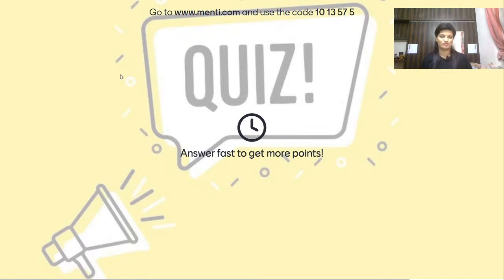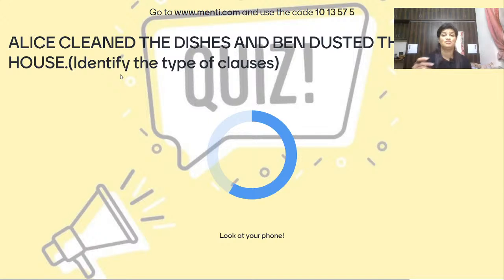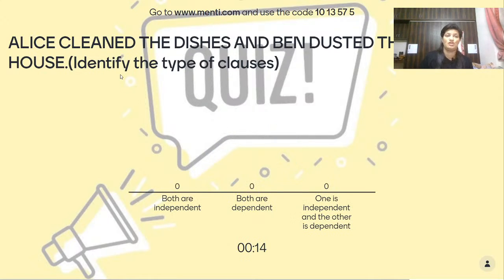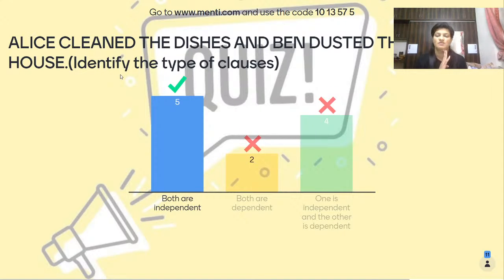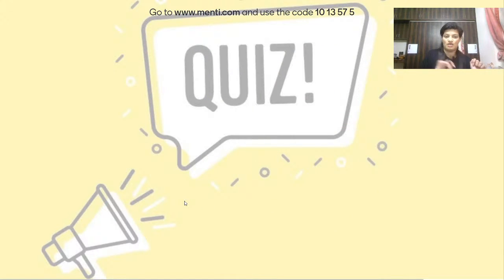There you go. "Alice cleaned the dishes and Ben dusted." Identify the type of clauses. You'll have to identify both the clauses. Alice cleaned the dishes, Ben dusted the house. Many incorrect answers. Both are independent. Alice cleaned, Ben dusted, combined with "and." You see, the pen isn't writing though. Anyway, A N D, "and," is your coordinating conjunction, and when you combine two clauses with FANBOYS, both your clauses are independent. Therefore, your answer is supposed to be independent.